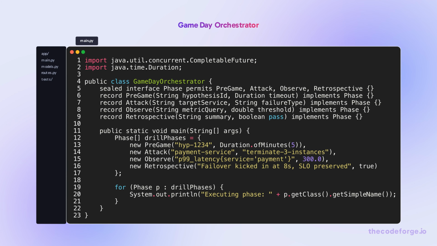This Java code outlines a game day drill with 4 phases: pre-game, attack, observe, and retrospective. The phases are sealed and each has specific parameters.